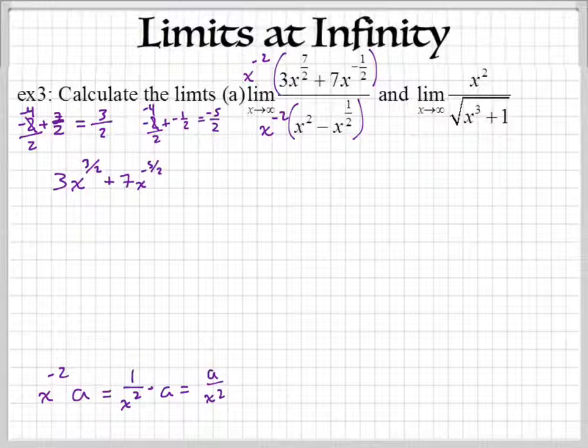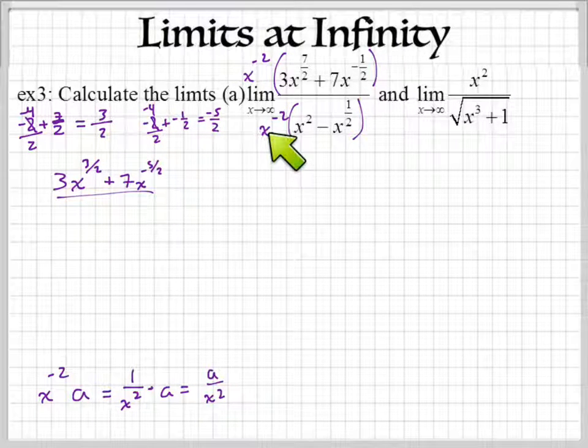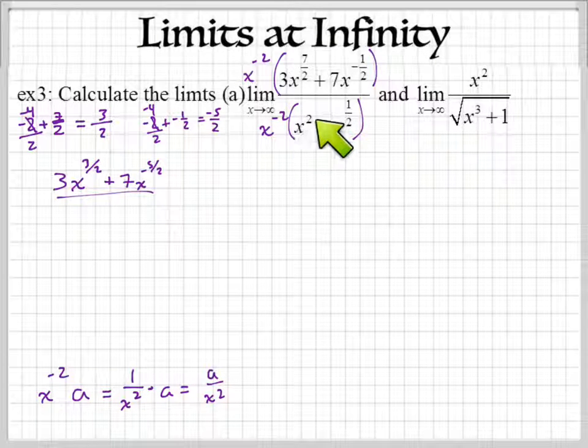And then for the denominator, cool stuff happens. If I multiply x to the negative 2 times x to the 2, that would be negative 2 and 2, which would be x to the 0, right?